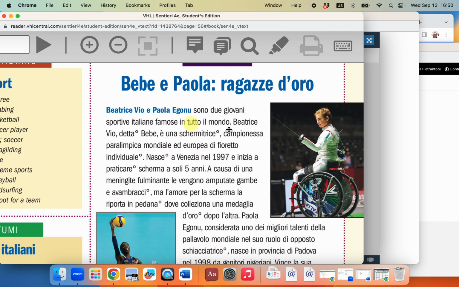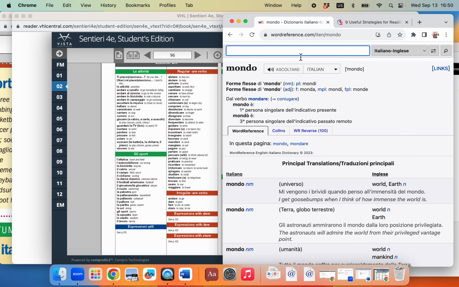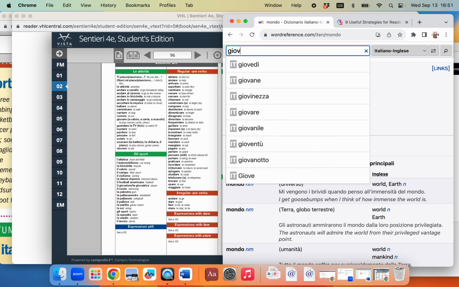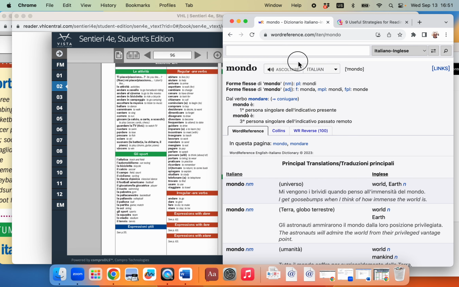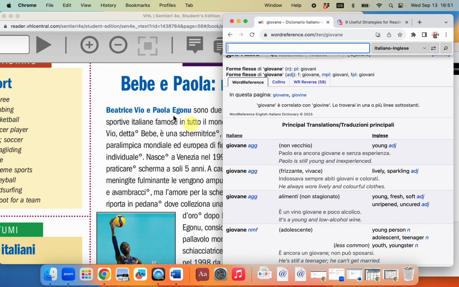Wow, that's a long sentence, isn't it? We already have the first 5 words. Name and last name of these two girls. Sono, we know this, it's the verb essere, to be, they are. Due, the number 2. Giovani means young. Let's say we don't remember that giovani is young. Then I use something that I want you to have open: your WordReference. So I'm going to write down giovane, that means young. Okay, so let me go back to my reading.